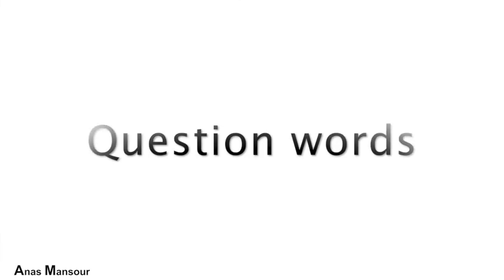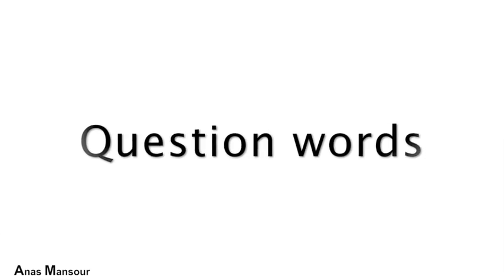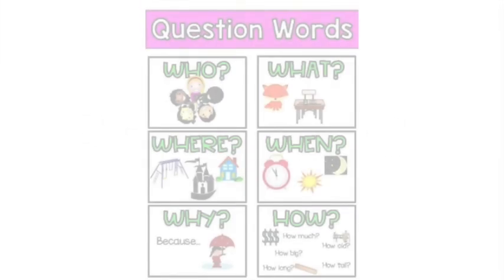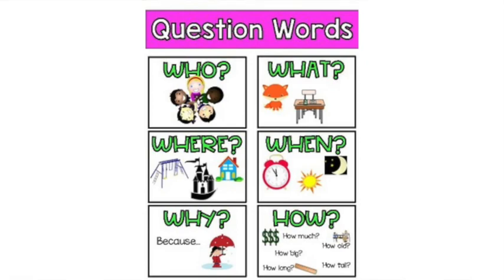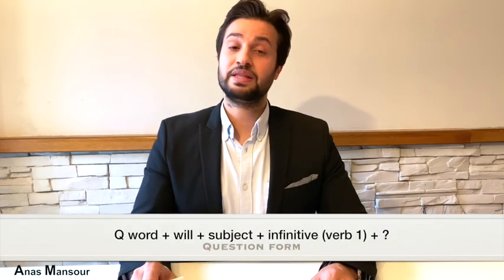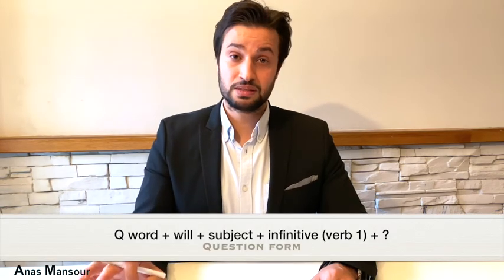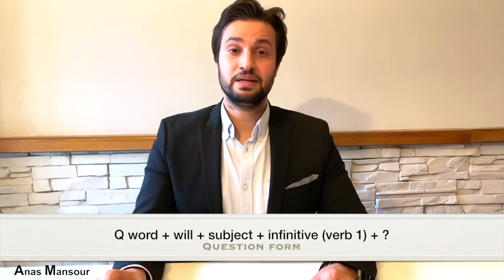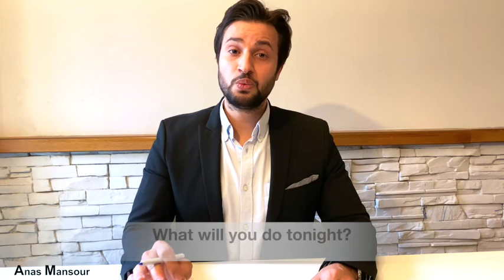And now let's move to question words, which usually answer questions that are searching for specific details. We use the question word first, then will, then the subject, and finally infinitive. Example: what will you do tonight?